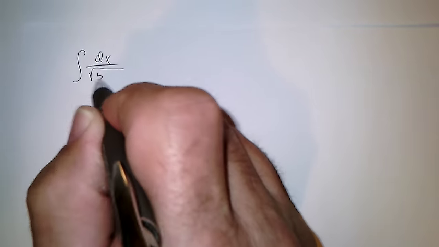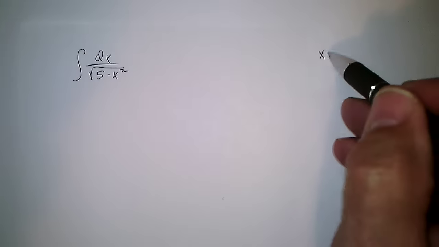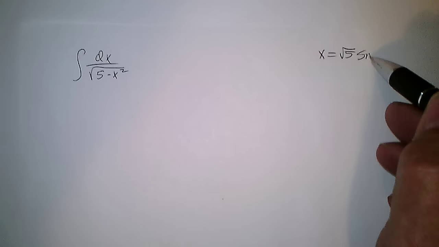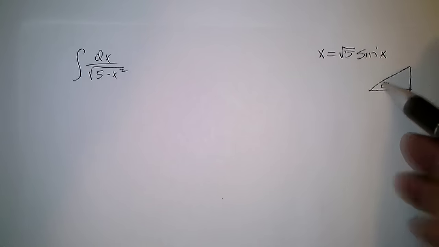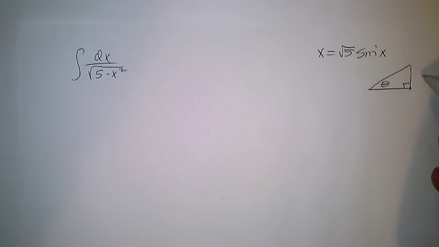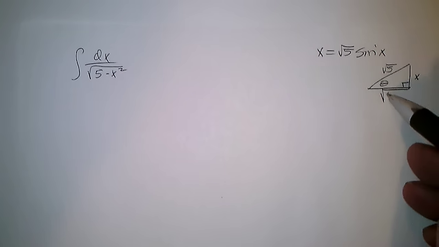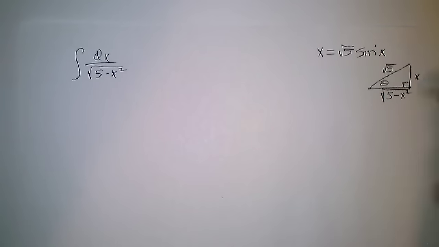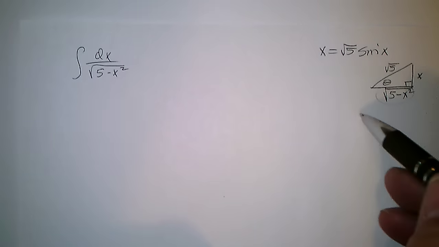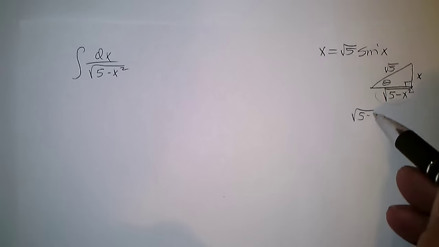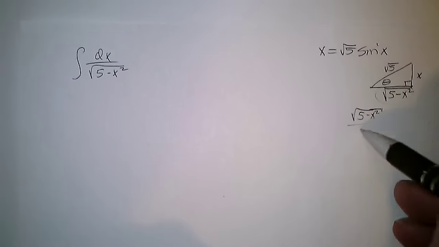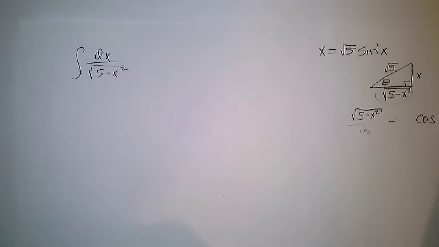Okay, so the first one was the integral dx over the square root of 5 minus x squared. Already said that we'd let x equal the square root of 5 sine theta. Draw the triangle. And the sine is x opposite over hypotenuse. So this side would become square root of 5 minus x squared. And so this quantity, square root of 5 minus x squared over square root of 5, would be the cosine of theta, adjacent over hypotenuse.